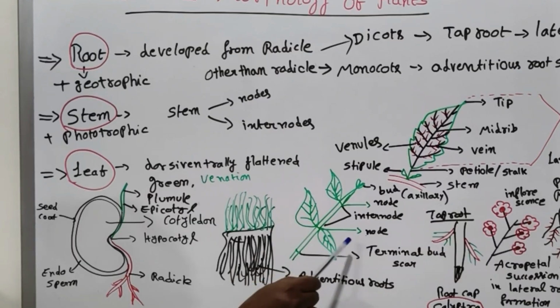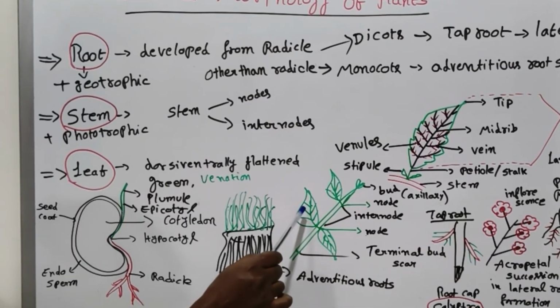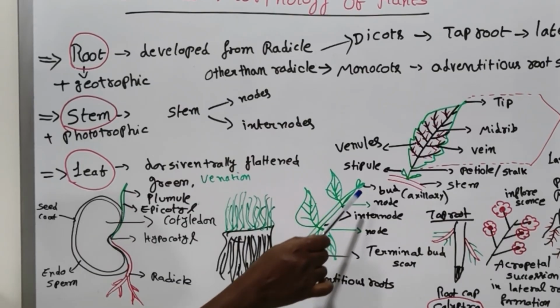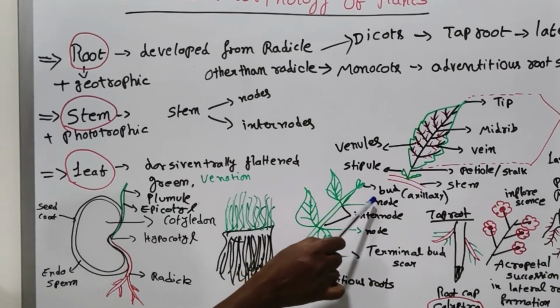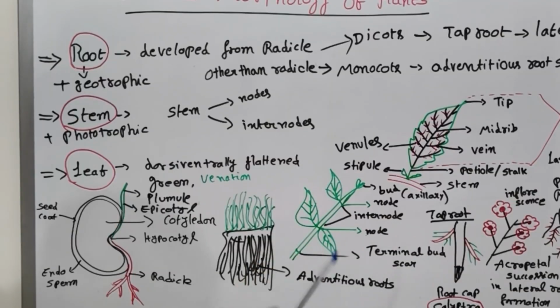At the place of the nodes there will be buds. These buds develop into leaves. So there are axillary buds and terminal buds. Here you can observe a terminal bud scar in the stem region. Okay, axillary buds grow into branches.